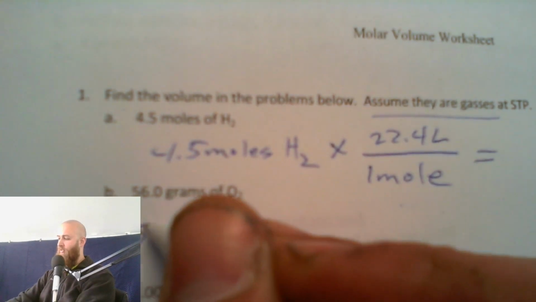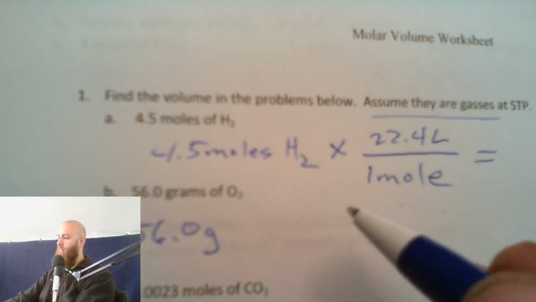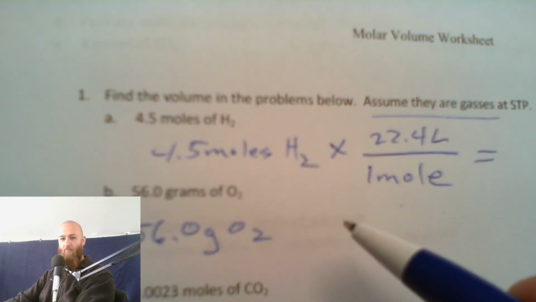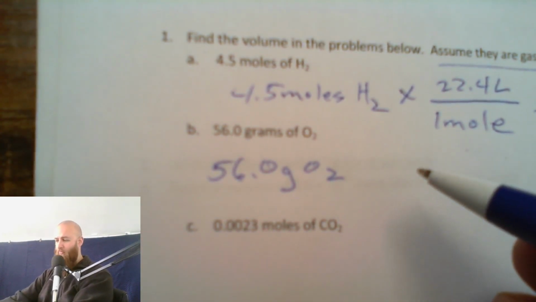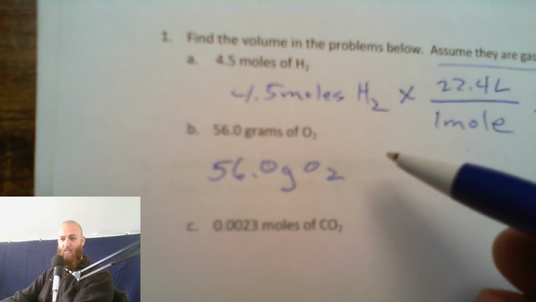All right, let's do letter B, which is a good one. It says 56 grams of O2. And we want the volume. Okay, now normally you could use the density, but we don't have the density.